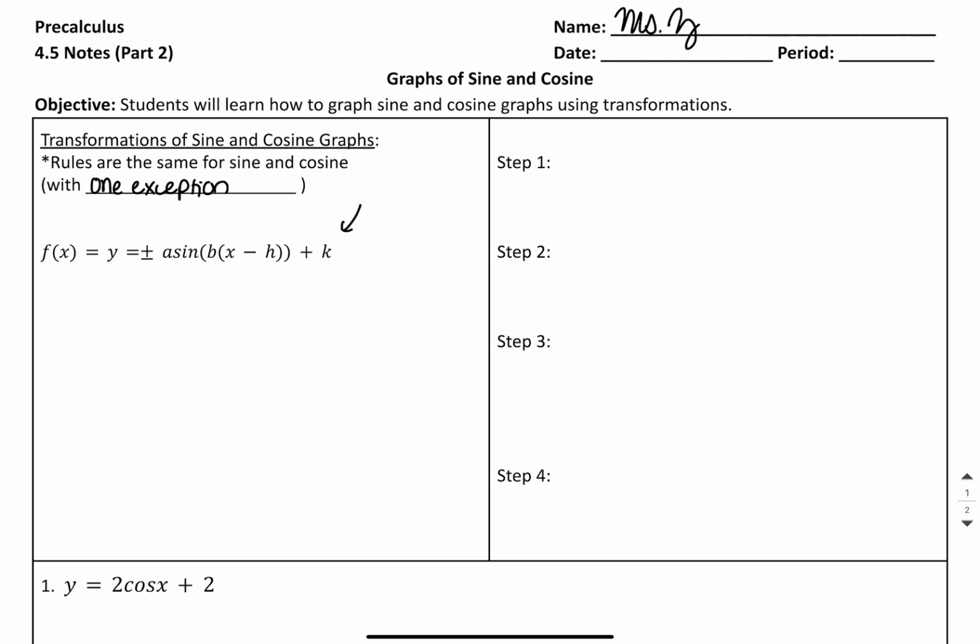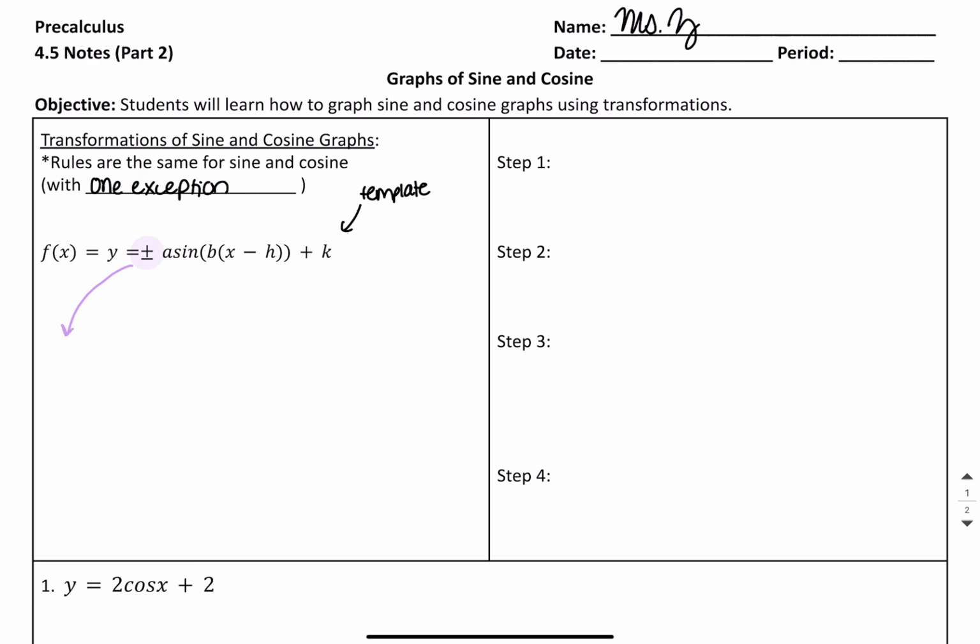Here is a template. I just have sine here, but it's going to be the same thing for cosine, and I'll talk about where it's different. That includes all of the different transformations that we might see for a sine or cosine graph. To start, I have plus or minus in front of the function.